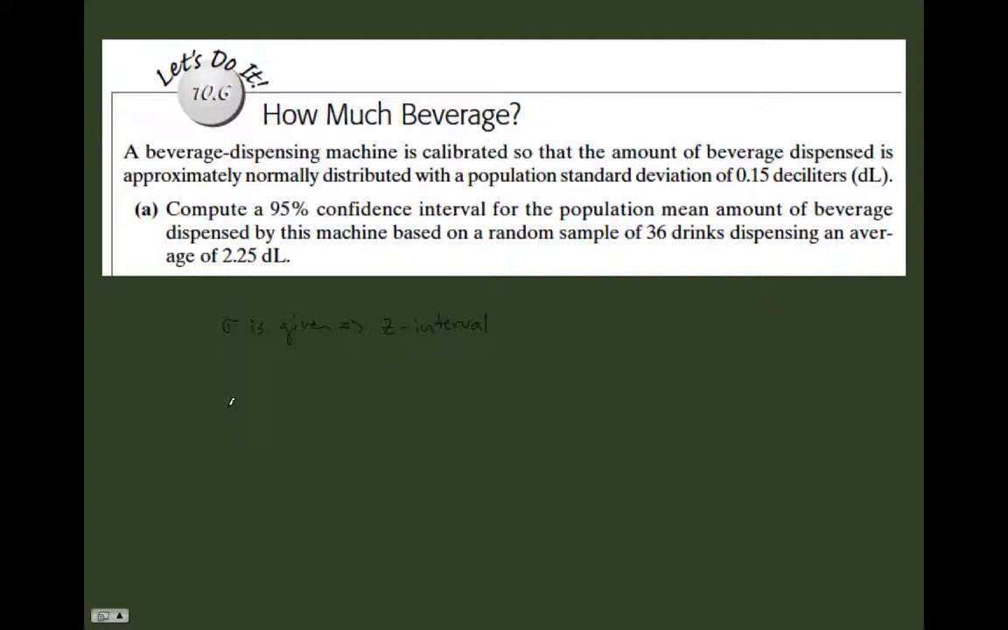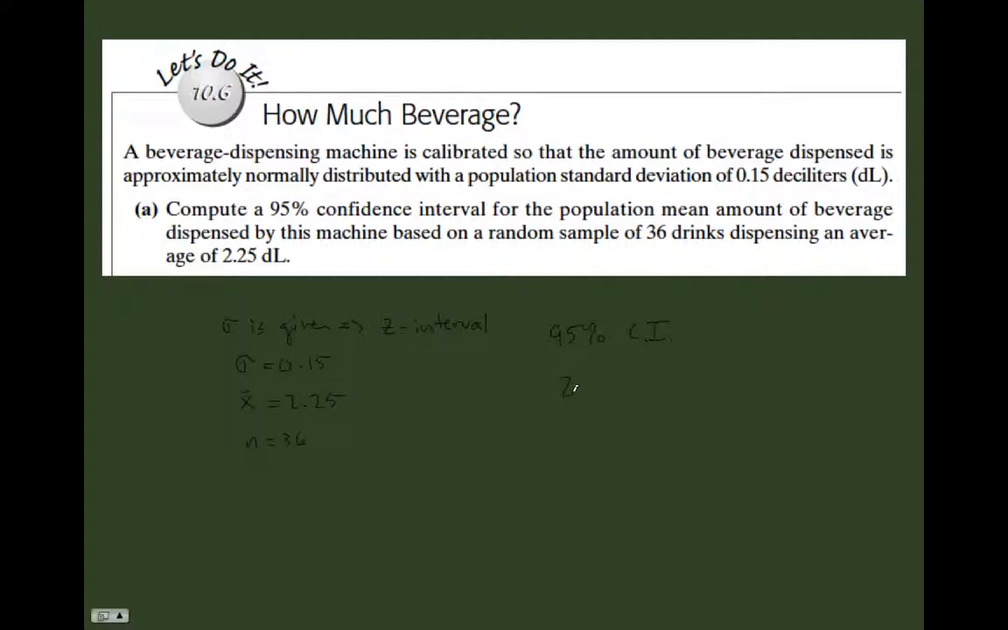And let's see, what else are we given here? So the sample size, let's see, sigma is given. So sigma is 0.15 deciliters. The sample mean is 2.25 deciliters. And the sample size is 36. Now we're asked to find the 95% confidence interval.